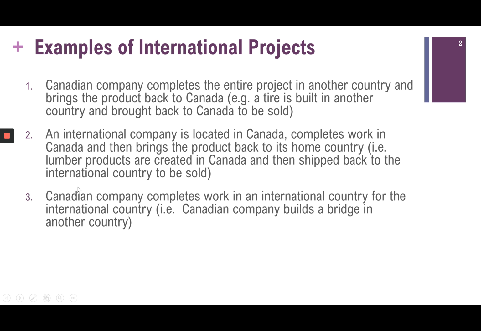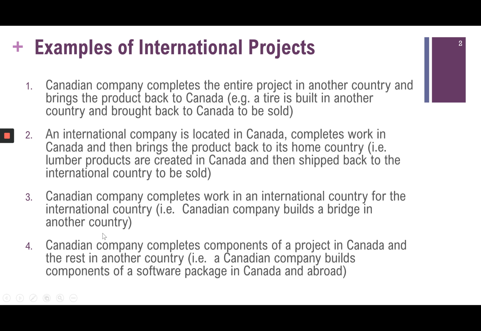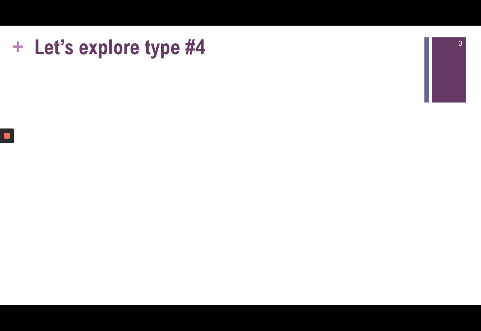Another is a Canadian company completes the work in an international country for the international country. And finally, number 4, the Canadian company completes components of a project in Canada and the rest in another country. So as you can see, there are many different ways of performing what are collectively called international projects. Let's explore type number 4.